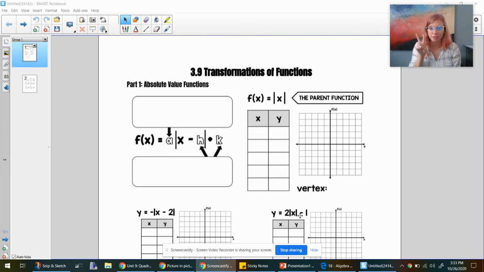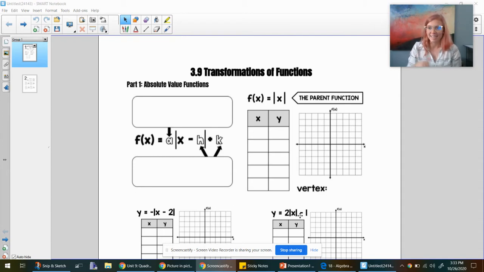Today we're going to be talking about the transformations of functions. So we're going to look at two different functions. The first is an absolute value function. We know what absolute value is, but we've never actually seen it graphed. So we're going to get to see what it looks like graphed today, and we're going to see how it transforms. How can we move that graph up, down, left, right, make it narrow, make it wide.